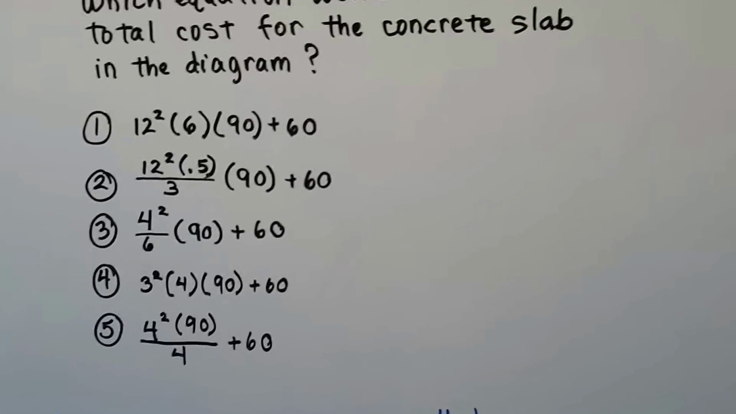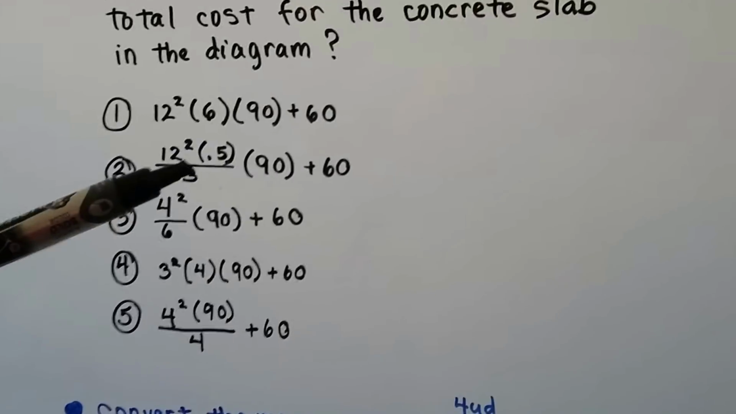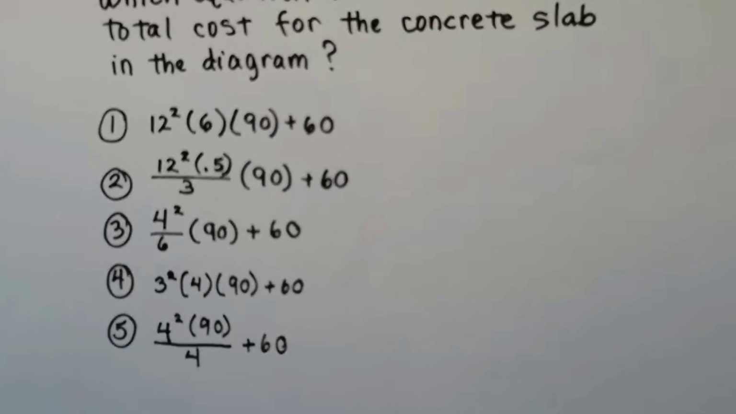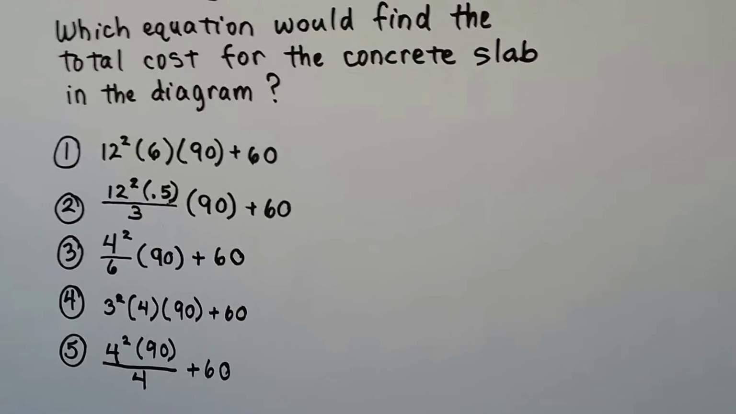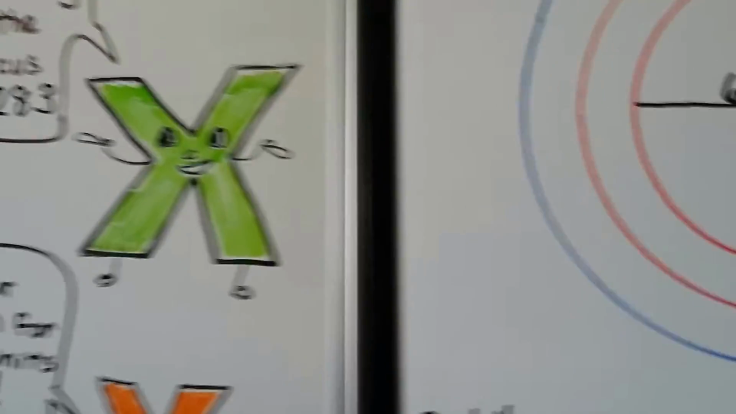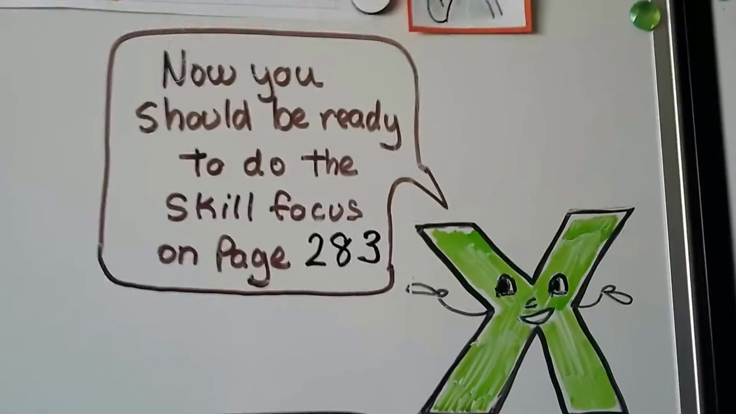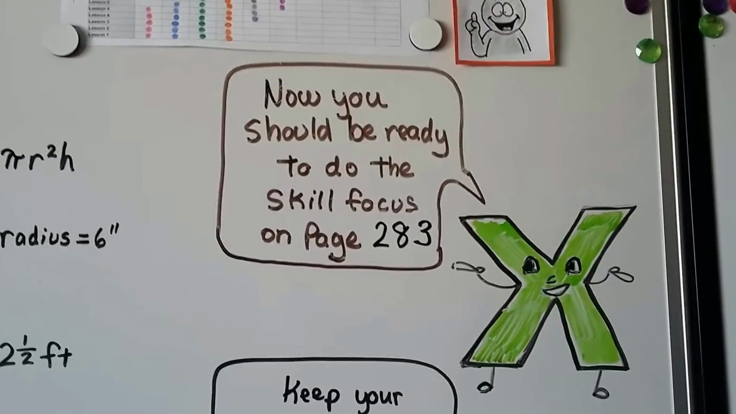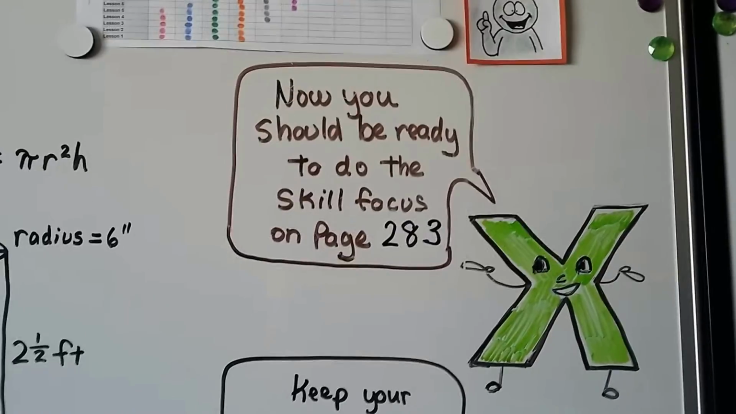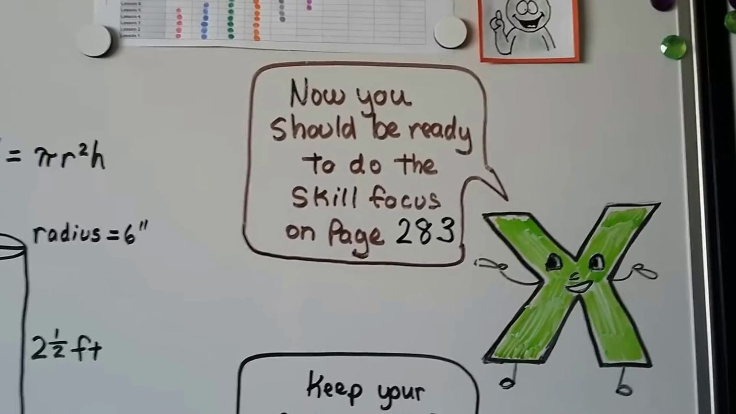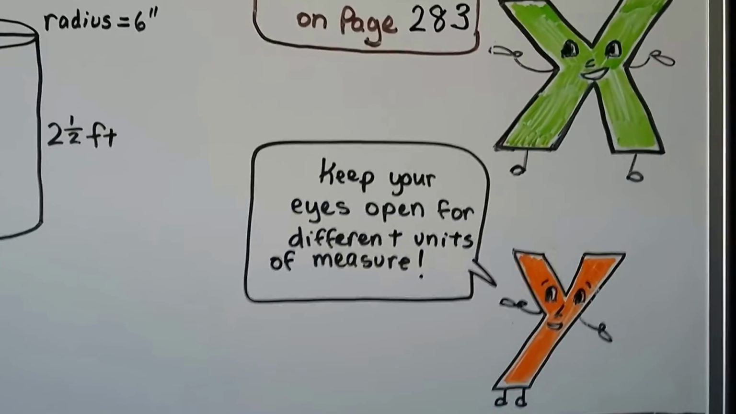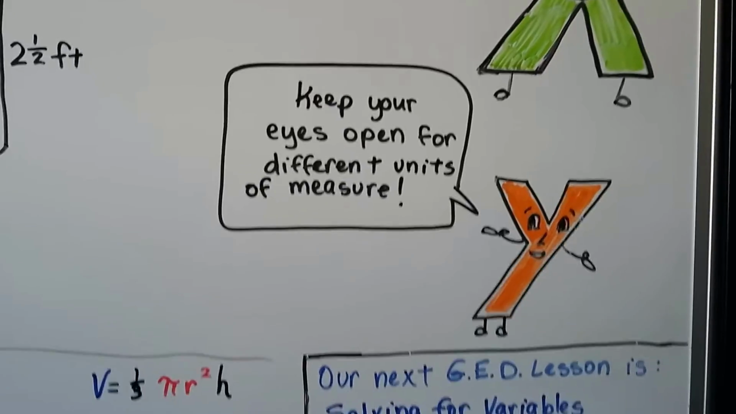So see how tricky that is? You're going to think, oh, there's 3 feet in a yard. I bet that one's the right answer, when actually it's not. There's 27 cubic feet to a cubic yard. So be very, very careful, all right? I think there's a problem that's similar to this in one of the actual tests in the back of the book. But you should now be ready to do the skill focus on page 283, and it might even seem easy. Just use that formula sheet that's in the book and keep your eyes open for different units of measure.